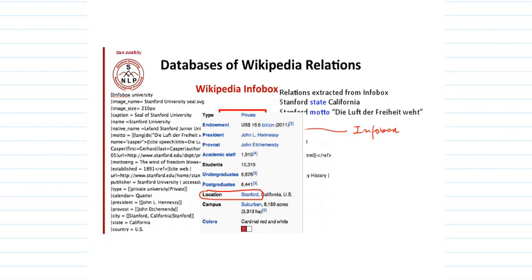This article is about Stanford, the location is California, and the relationship is location, right? Similarly, we can extract different kinds of relationships, like John L. Hennessy and president, and we know that this info box belongs to Stanford University. So we can extract such a data set from the Wikipedia info boxes.